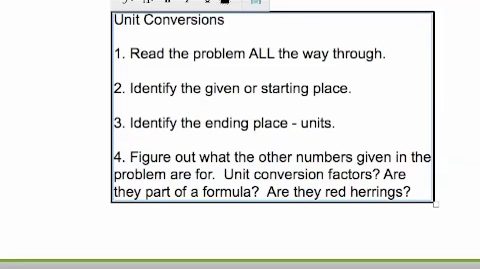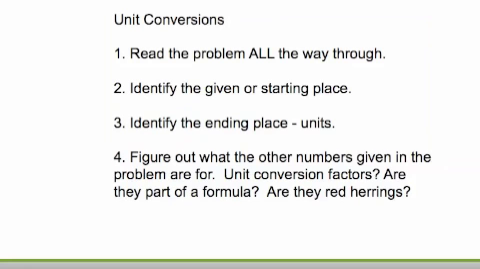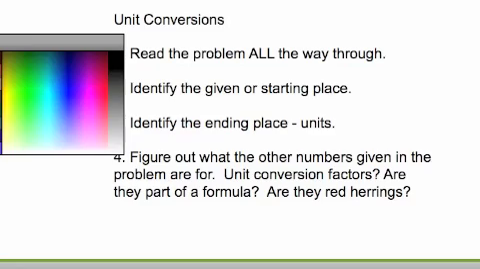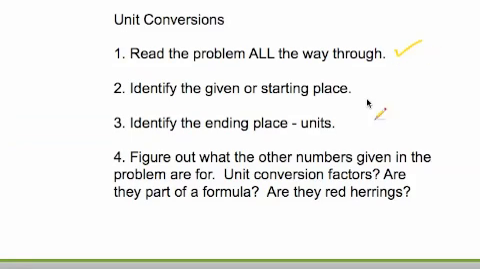So those are the 4 steps that I want to continue to go over in our approach to solving unit conversion problems through the up-down method. Read the problem all the way through, identify the given or the starting place, identify the ending place, the units, and figure out what the other numbers given in the problem are for. Are they unit conversion factors? Are they part of a formula? Do we not need them at all?